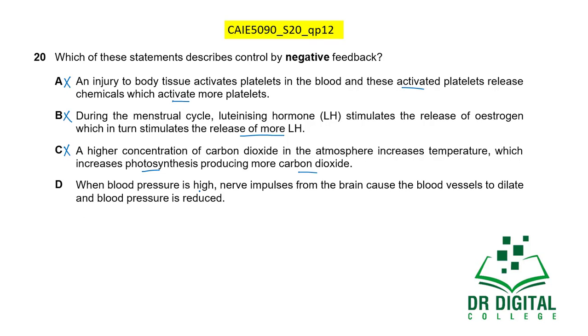When blood pressure is high, nerve impulses from brain causes blood vessels to dilate and the blood pressure is reduced. Okay, so high blood pressure is causing vasodilation, which will result in low blood pressure. The result of this process is cancelling the effect. Means the result of this process is inhibiting the process. Means high blood pressure is the start. The result is vasodilation. The vasodilation is inhibiting high blood pressure. So this is the negative feedback. So answer for this question is D.